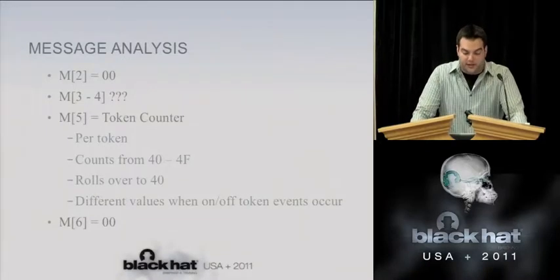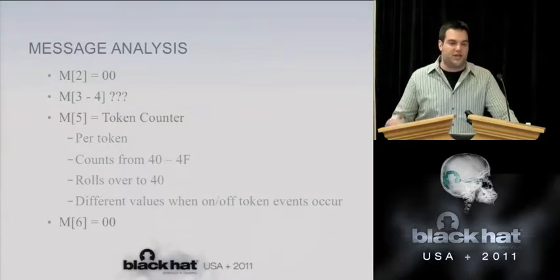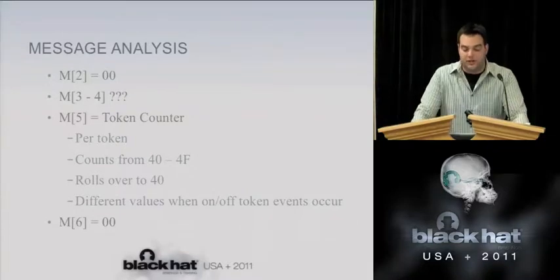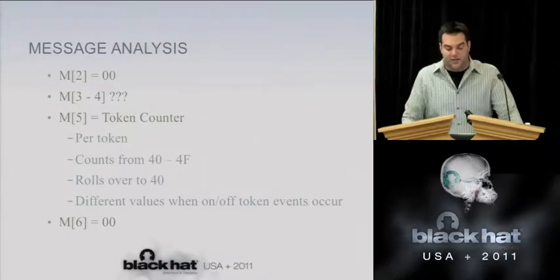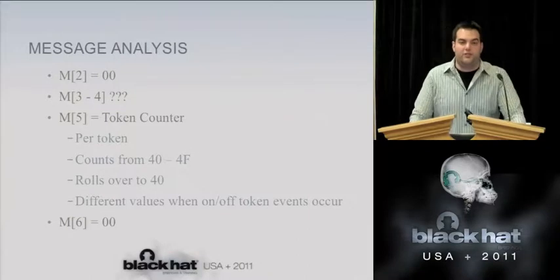The 6th byte at offset 5 is your token counter. This is similar to the USB counter, but it's unique per token. As I mentioned, multiple tokens can be sending messages to the USB receiver. This token counter only works on a nibble, so it's 40 through 4F and then rolls over.